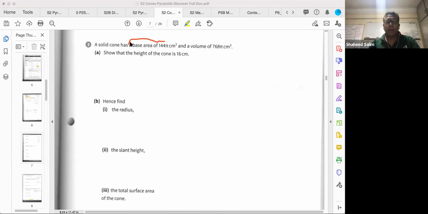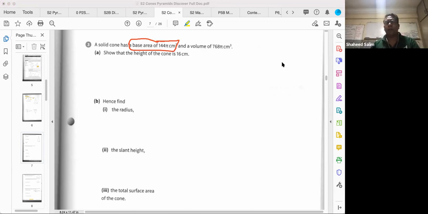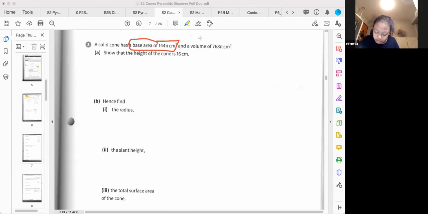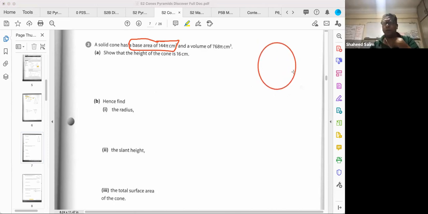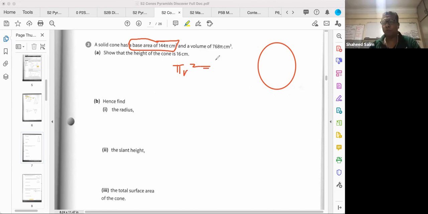Okay. Do you know that the base area here refers to the circle at the bottom? You know, right? So you have a circle down here, which is like that, right? And then it is 144 pi. So we just write the formula. What's the formula? Pi r squared. Pi times r squared is equal to 144 pi.